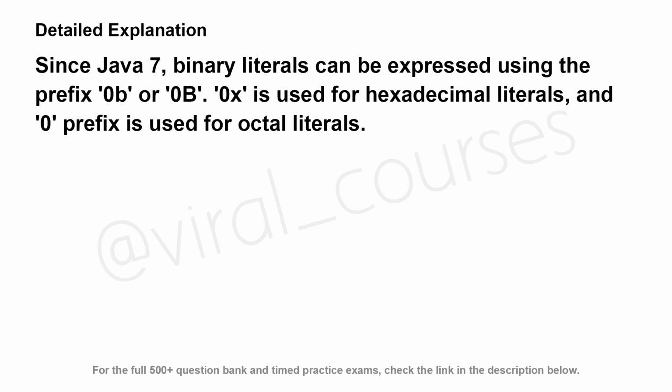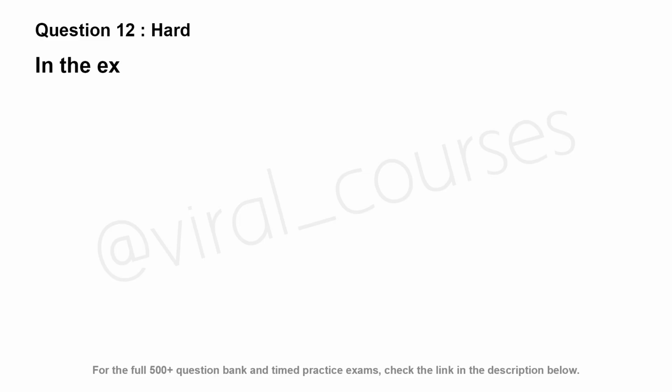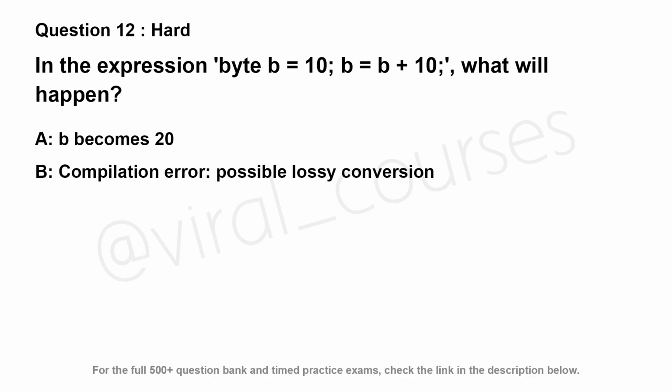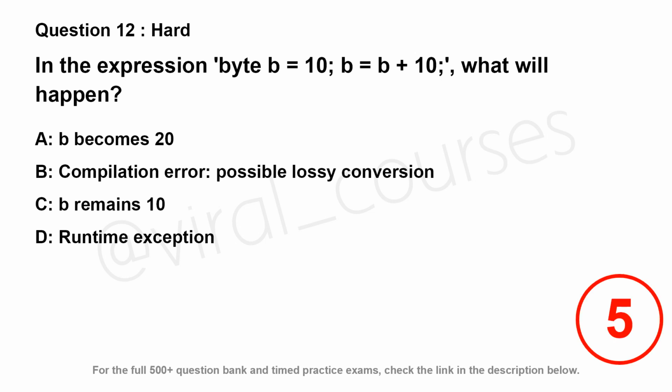In the expression byte b = 10; b = b + 10; what will happen? Option A. b becomes 20. Option B. Compilation error. Possible lossy conversion. Option C. b remains 10. Option D. Runtime exception.